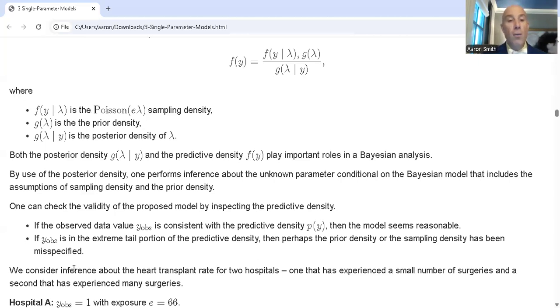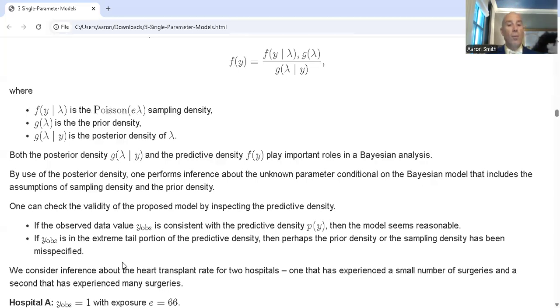If the observed data, y obs, is consistent with the predicted density, then the model is going to seem reasonable. If y obs is in the extreme tail of the predictive density, then perhaps the prior density and the sampling density have not been specified well. And maybe I want to back off and reassess the situation.